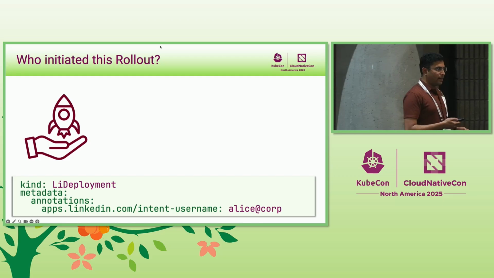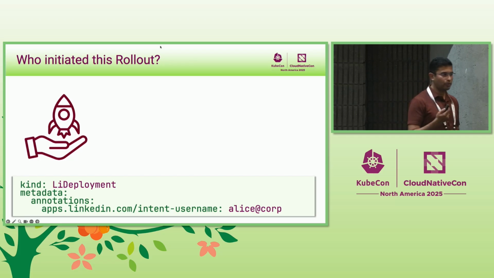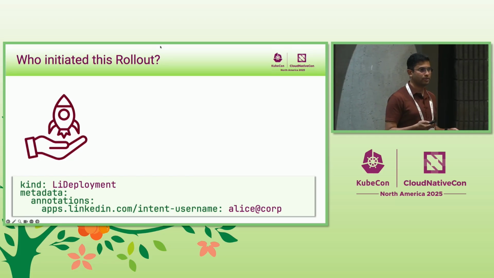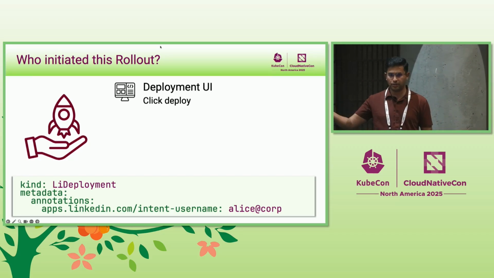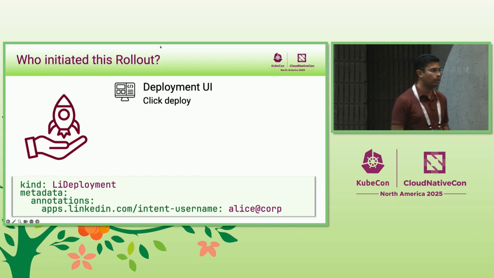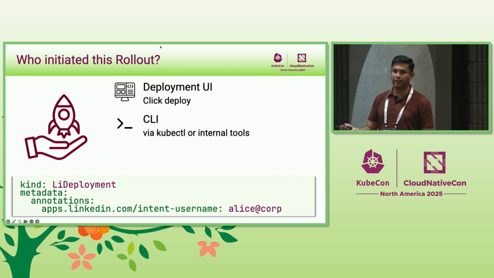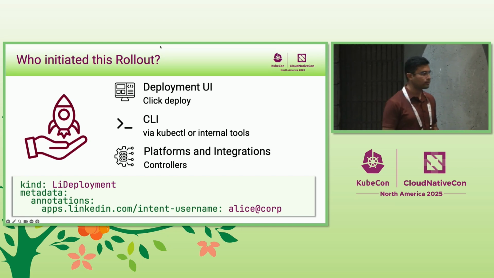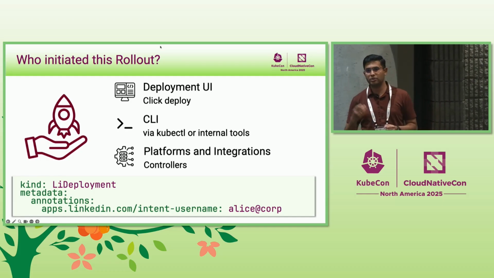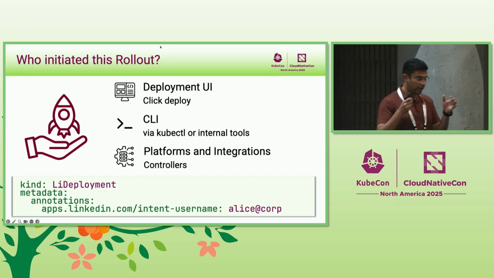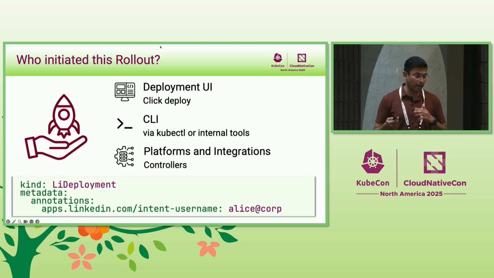The second annotation we add is the intent username. That's simply answering the question, who initiated this rollout? So if you think about the changes, they come from a lot of different places. It could be from a deployment UI where a user clicked deploy, and then that triggered a series of workflows, and then the code eventually gets deployed. Or it could be through command line interfaces like kubectl, somebody made some ad hoc changes on the object directly in the cluster, or using some internal tools. And finally, we have the platforms and integrations that build on top of LI deployment using their own custom controllers. So by capturing the initiating user for every rollout, we essentially anchor the rollout to a clear owner.